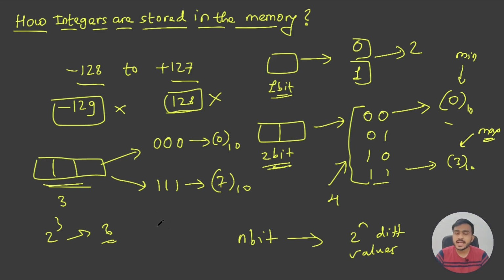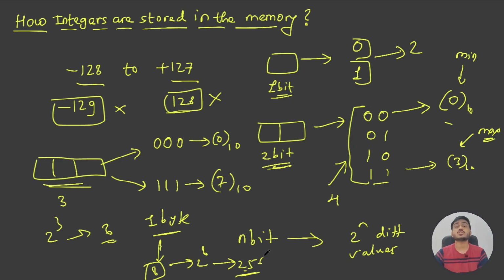Let's say you have a variable of 1 byte size. 1 byte is 8 bits, so n is 8. You can store 2 raised to 8 different values, and 2 raised to 8 is 256. So you can store 256 different values. In this way you can find out how many different values a variable can hold, and you can also find out the range of any variable.